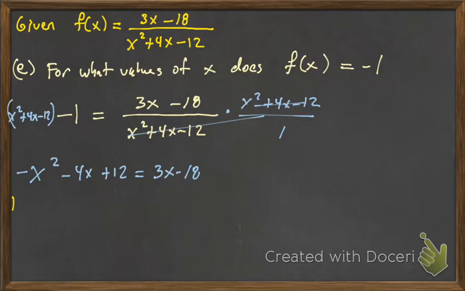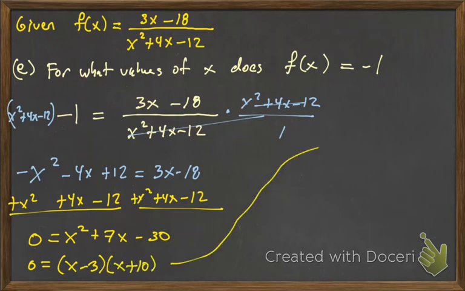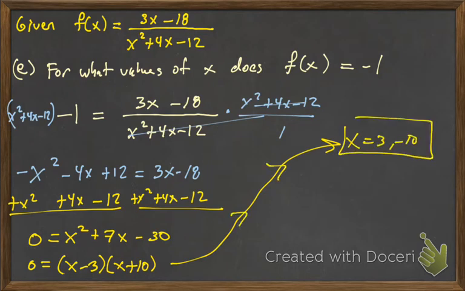This is a quadratic, so we want to set it equal to 0 and hope it factors. It's easier to factor if the x squared term is positive, so we're going to add x squared, add 4x, and subtract 12 on both sides. So we have 0 is equal to x squared plus 7x minus 30. This factors into x minus 3 and x plus 10. So then that tells us that x is equal to 3 or x is equal to negative 10.